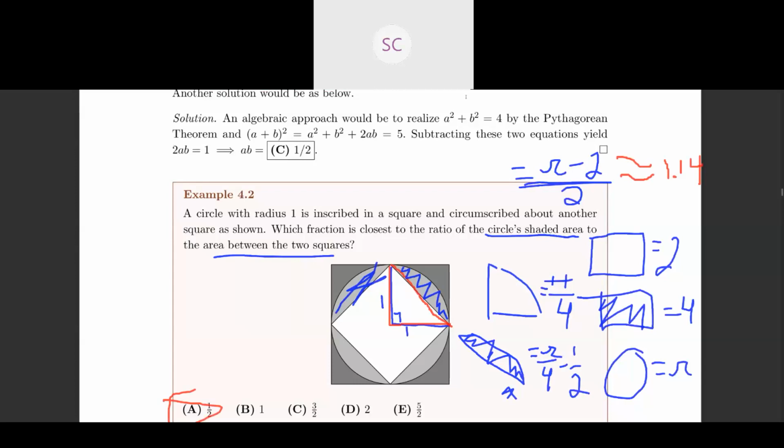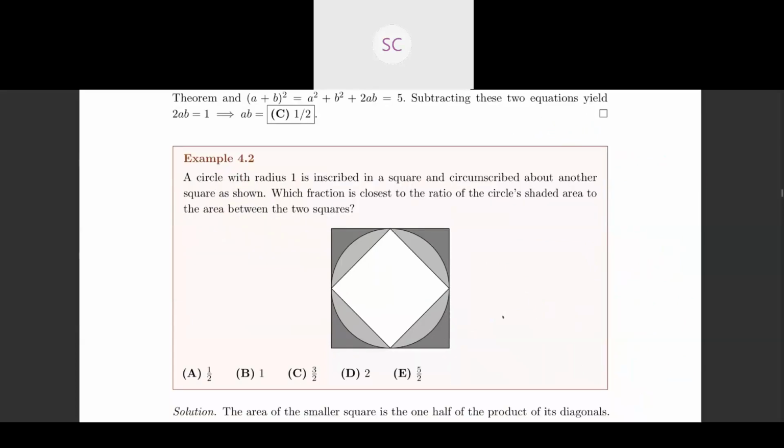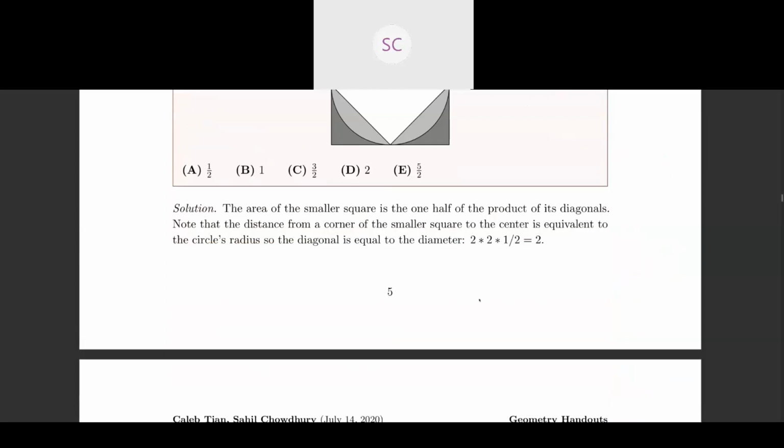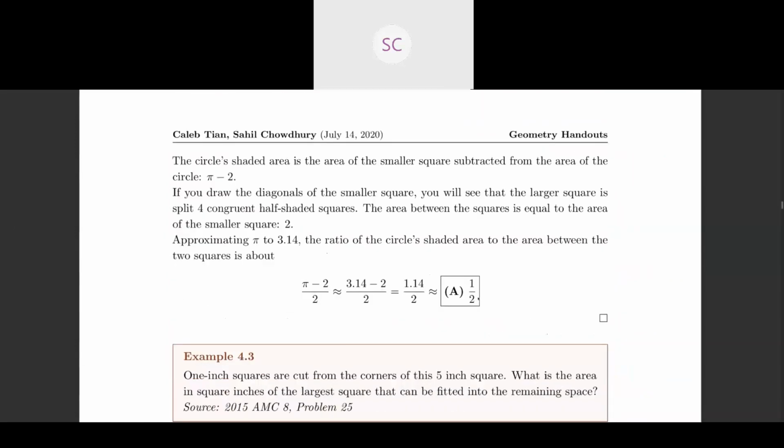That might seem like a lot of work, and with my messy work, it might have seemed like that, but all you have to do is just remember to stay organized, and if you know your areas of your shapes, this is just a multi-step problem that boils down to simple steps. So there is our answer.